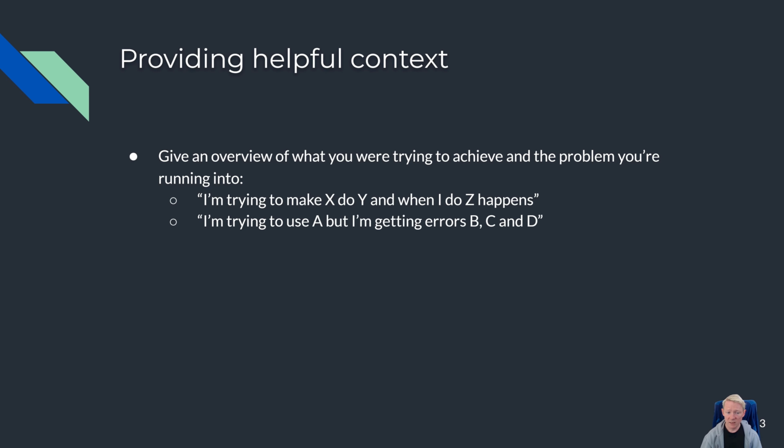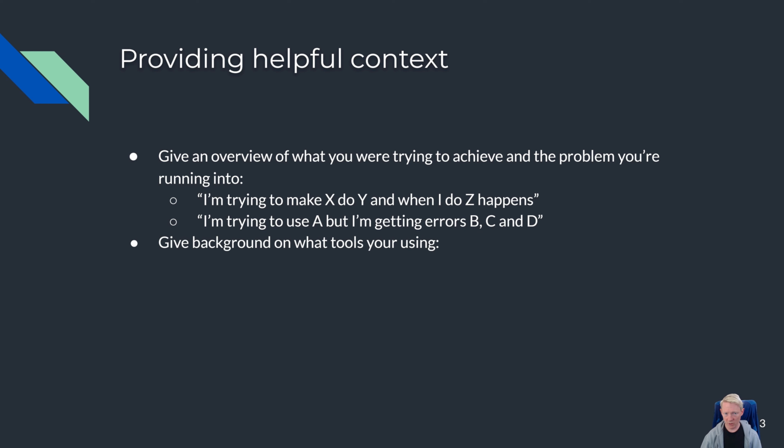The other problem is you might get ones where it's just, okay, I'm trying to do this, but I'm getting all of these errors. So it's not even getting to the stage of there being a Z that happens. It's a case of, yep, all of these things are going wrong. So providing that context is really important.